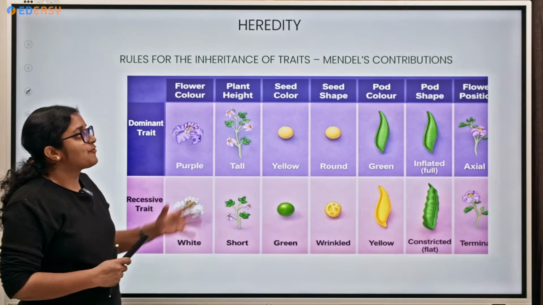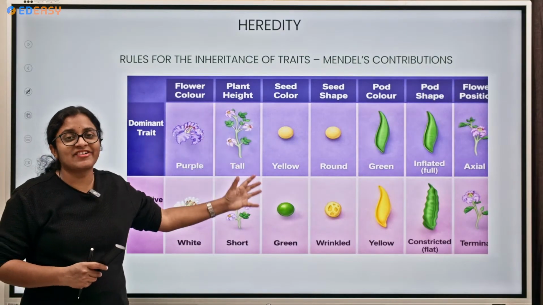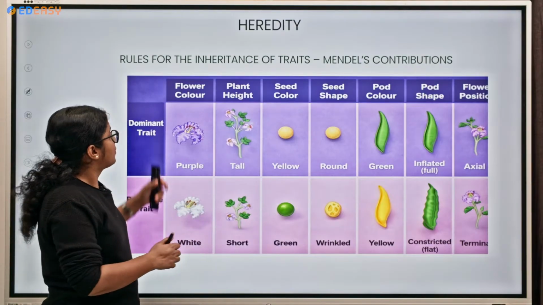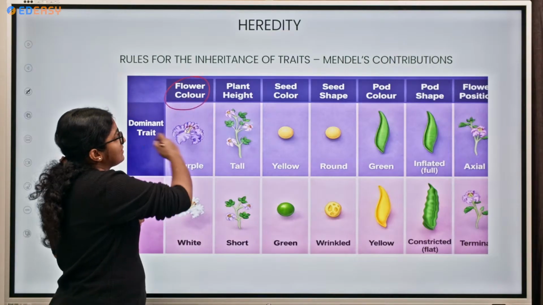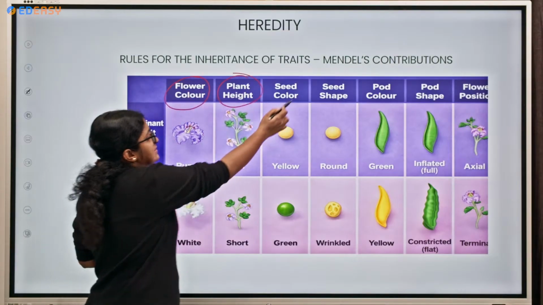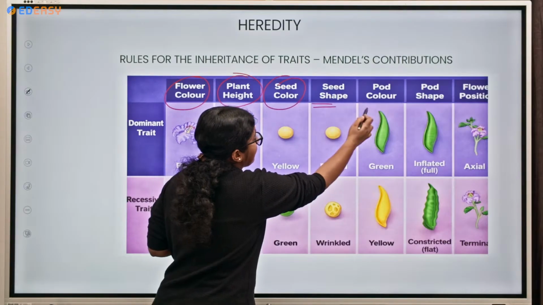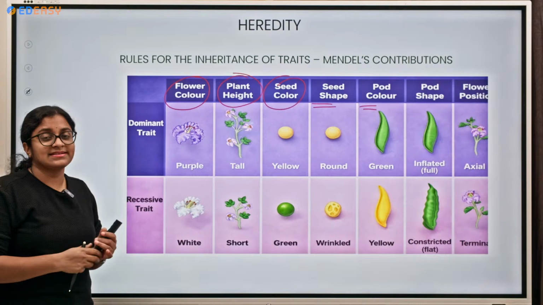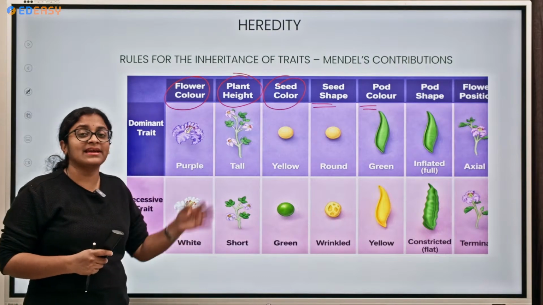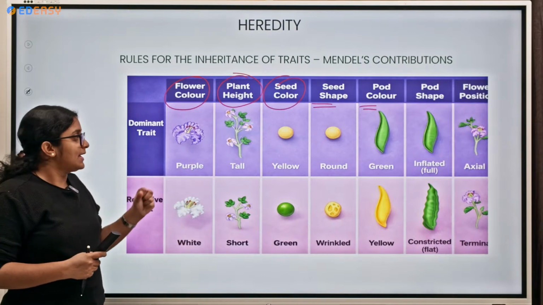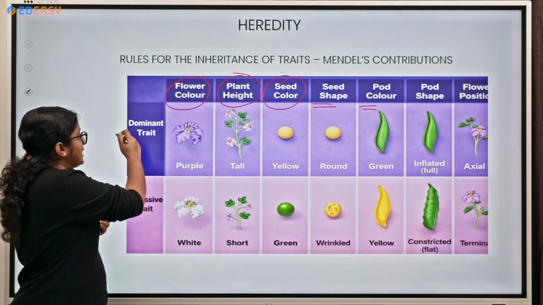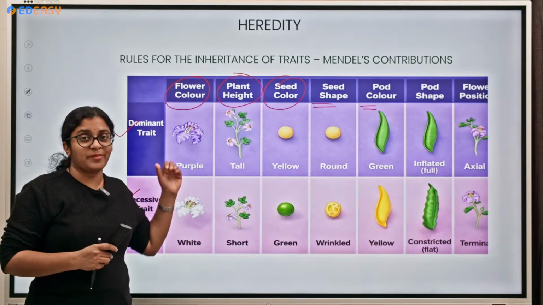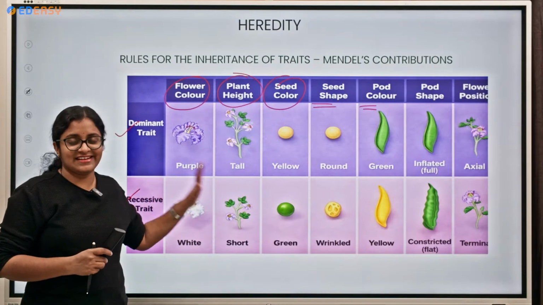So let me tell you what the 7 contrasting characteristics taken by Mendel are. Okay, so what are they? The flower color, the plant height, the seed color, seed shape, pod color, pod shape and flower position. These were the 7 contrasting characteristics taken by Mendel. Okay, so here we have the dominant trait and recessive trait. I'll tell you what this dominant trait and recessive trait is within a while.